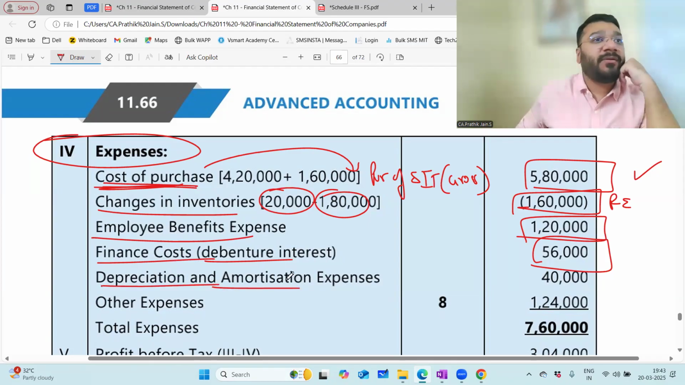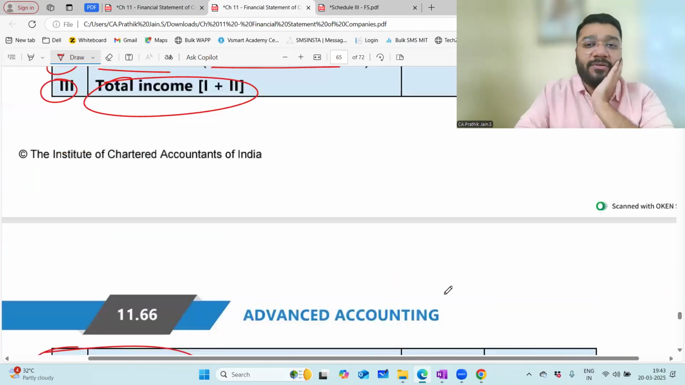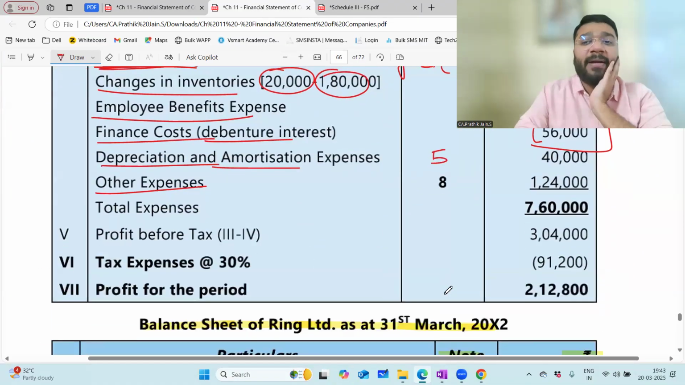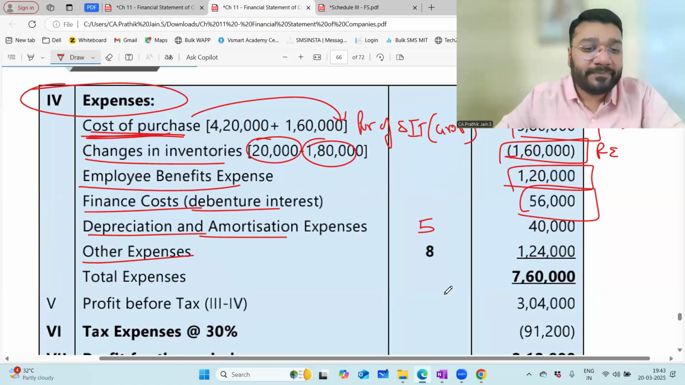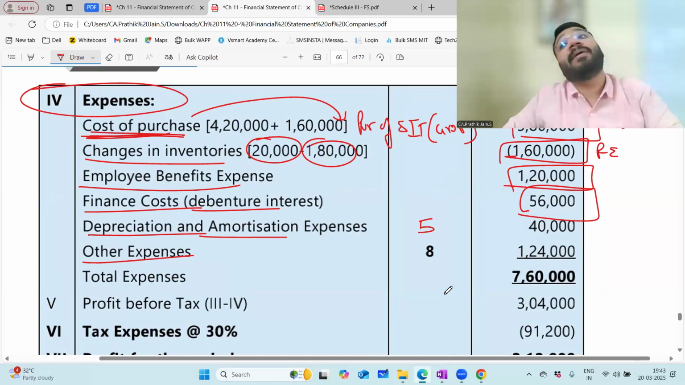Depreciation, amortization. What note did we give for PPE? 5. Same you'll give here also. Leave that blank, keep it pending. Depreciation, keep it pending. Other expenses, note number 8. Keep that pending. Over. Formatting is over.